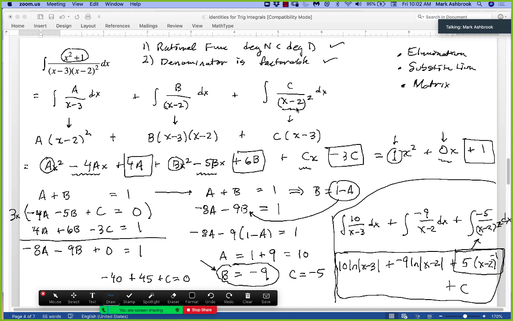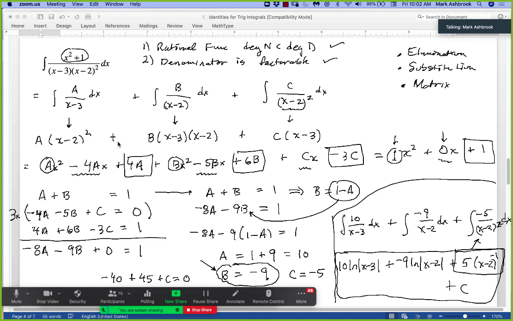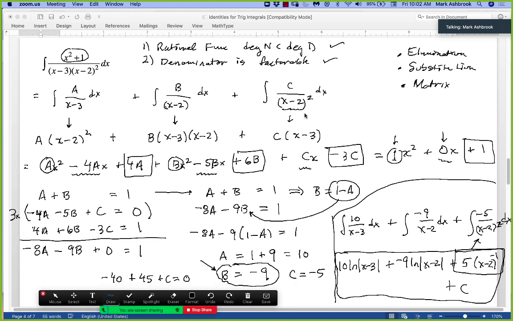Okay, so your unknown in the numerator is always going to be 1 degree less than your factor in the denominator. This is considered still linear because it's a power of linear terms. So linear, constant, linear, constant, linear, constant.